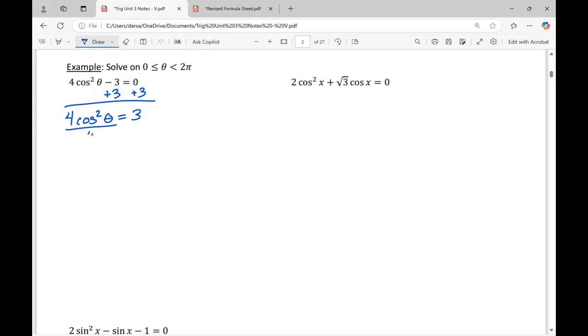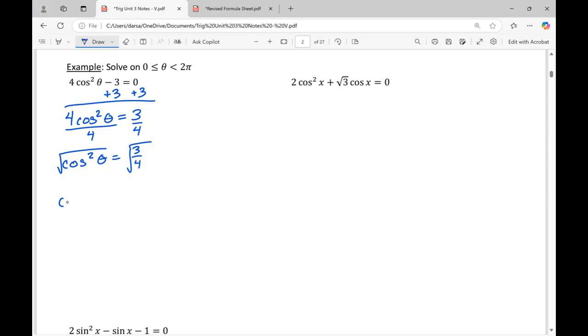Then we will further isolate by dividing both sides by 4. So cosine squared theta is equal to 3/4. And at this point, it feels like we're done, but we're not because we don't have just cosine. We need just cosine. So how do I undo a squared? We use the square root method where you take the square root of both sides.